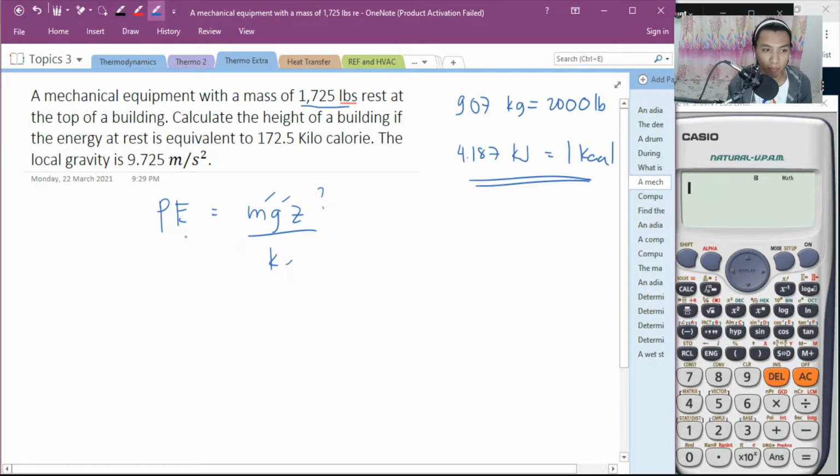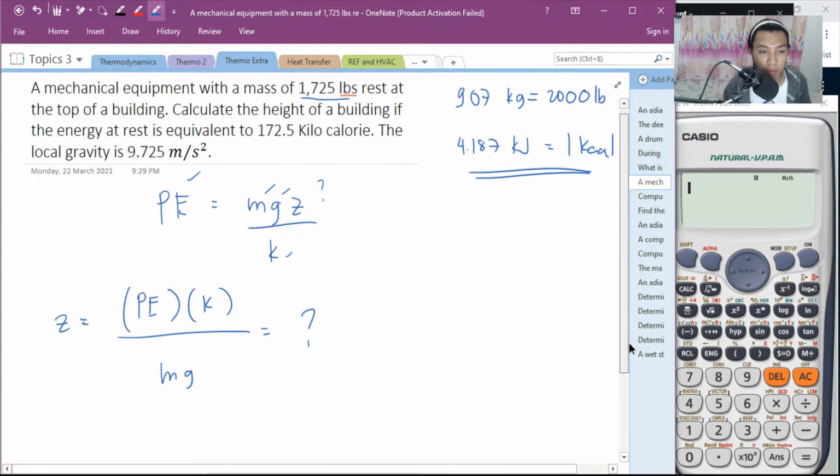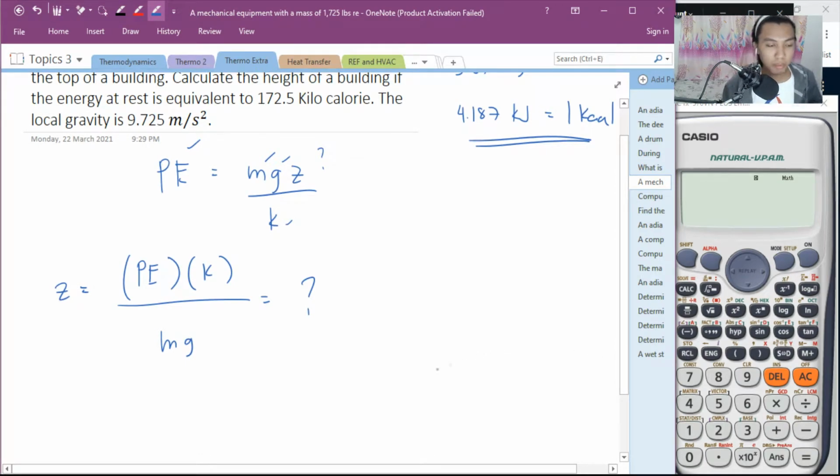So, meron kang PE, yes, given. Ang hinahanap mo is Z. Z will be equal to, familiar naman 'tong problem na 'to, na-solve na natin 'tong nakaraan. Iba lang yung mga given. So, PE multiplied to the proportionality constant, K over mg. Hindi natin alam yung height of the building in, ano ba hinahanap ditong unit? In feet. So, sa dulo ka na mag-convert.